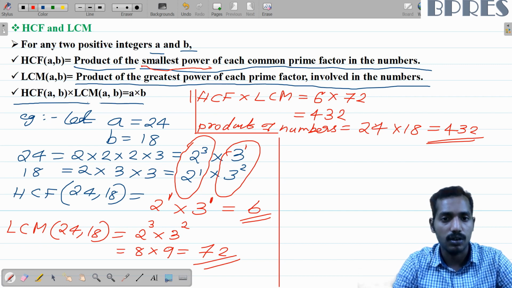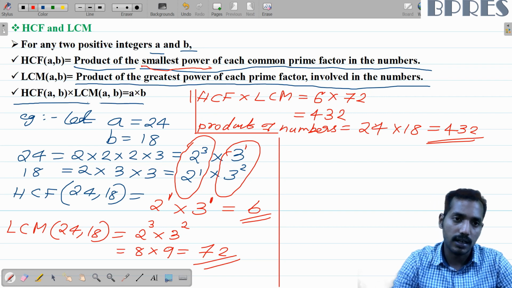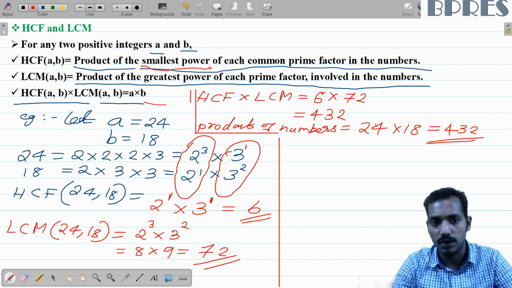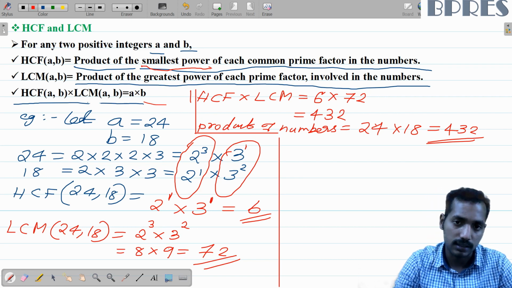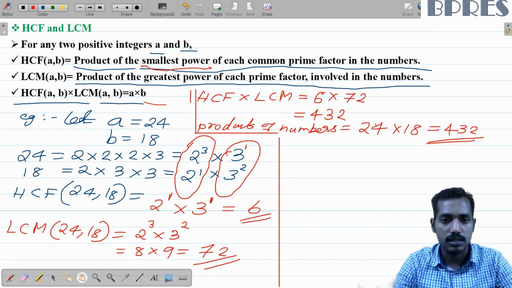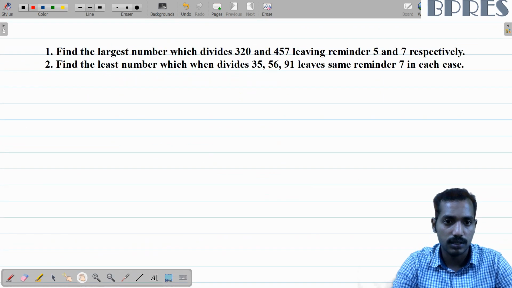Okay, so this is all we need to remember regarding the HCF and LCM. A question will be asked like this: two numbers will be given, or the product of the two numbers will be given, as well as the LCM or HCF, and you have to find the second quantity. This type of question is often asked from this section. Now let's discuss some questions based on HCF and LCM. These are very important questions.